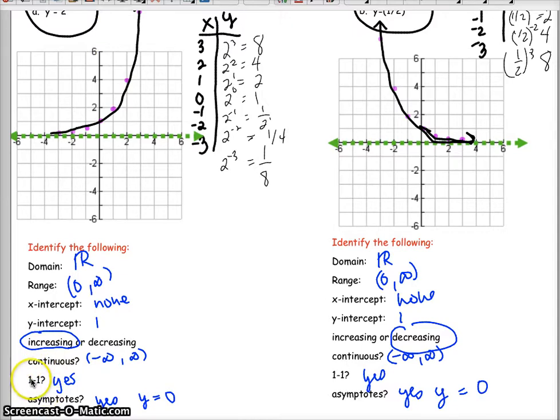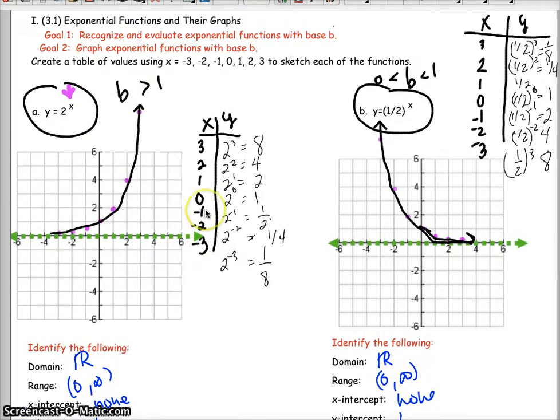Remember that if a function is 1 to 1, it has an inverse, and that will become important to us in a day or two. And then we do have a horizontal asymptote of y equals 0. So everything is the same with these functions except whether or not they are increasing or decreasing. So how do you know when an exponential function will increase or decrease? If the base is greater than 1, the function will increase as we move from left to right. If the base is between 0 and 1, the function will decrease as we move from left to right.